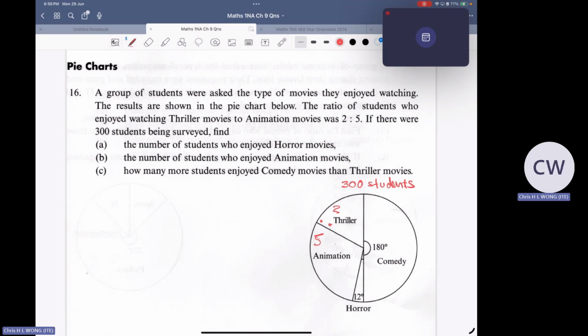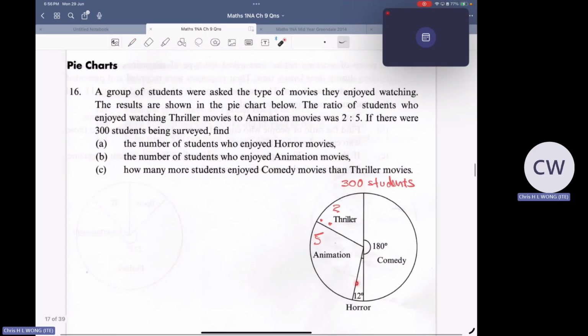First question. You are supposed to find the number of students who enjoy horror movies. This one, horror movie. How many students enjoy horror movies? The thing is, you don't know. They only tell you 12%. You have to convert this 12% to the number of students. That's what you want to do.